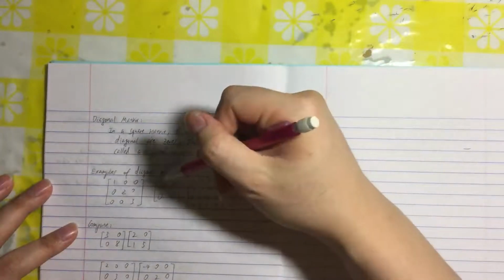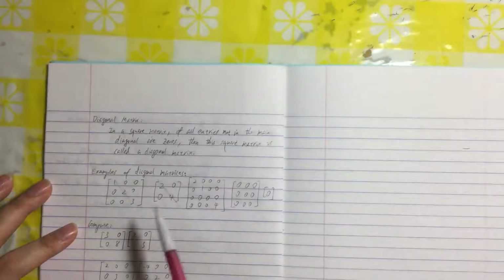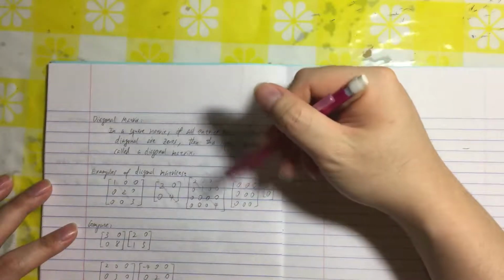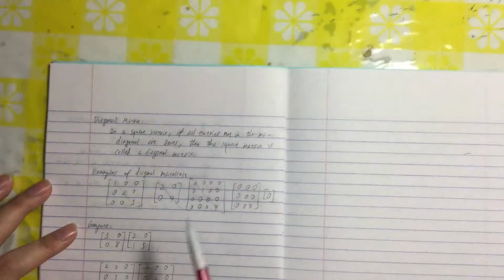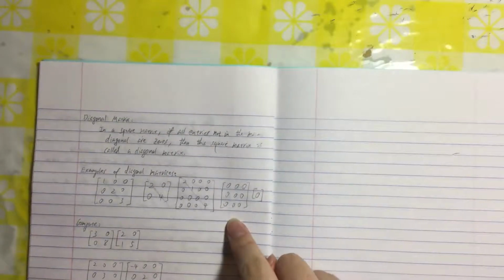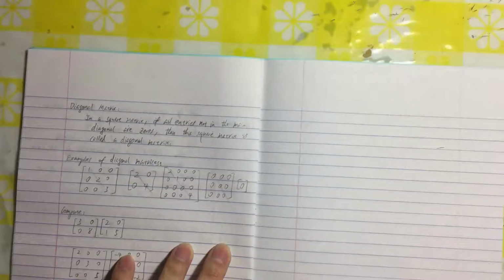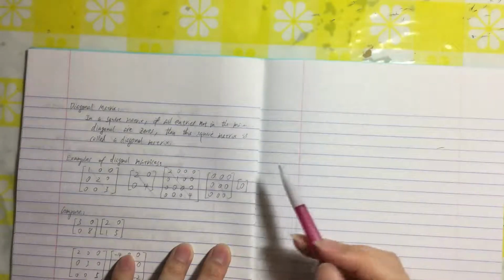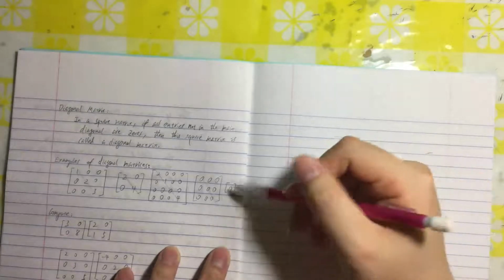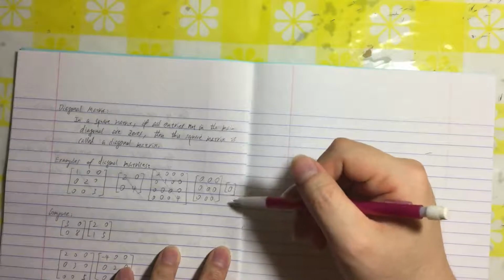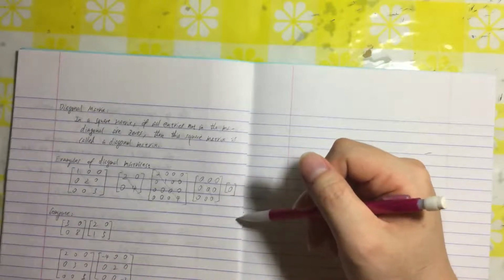In this matrix here, that's the main diagonal. All entries not in the main diagonal are zeros. This is called a diagonal matrix. Here, this is also a diagonal matrix. And a zero matrix is also called a diagonal matrix, because all entries not in the main diagonal are zeros. And a 1 by 1 matrix, doesn't matter what it is, is always a diagonal matrix.